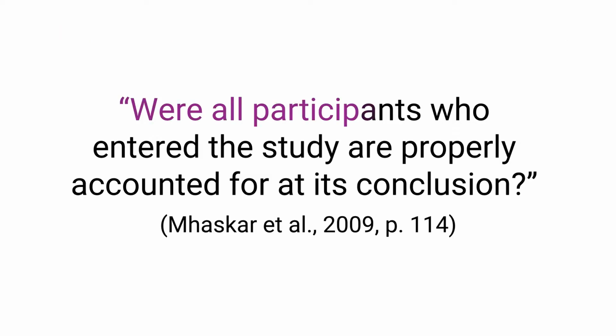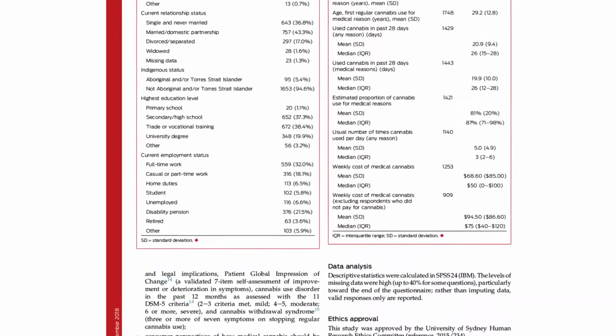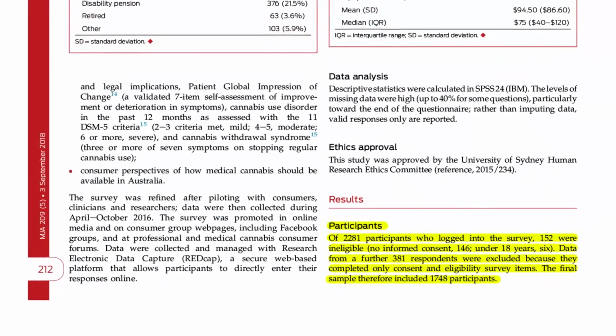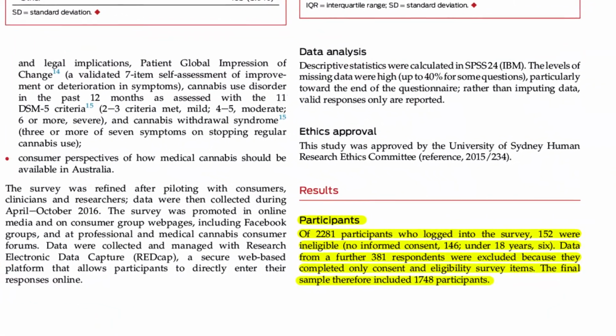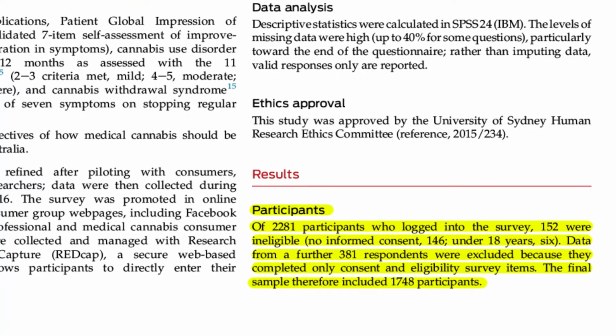Determine if all the participants who entered the study are properly accounted for at its conclusion. It is rare for all patients who enter a study to still be involved at the end. They may withdraw or adhere poorly with the treatment. The number that drop out should be reported and be included in the analysis. Consider if this number affects the validity of the study's results.